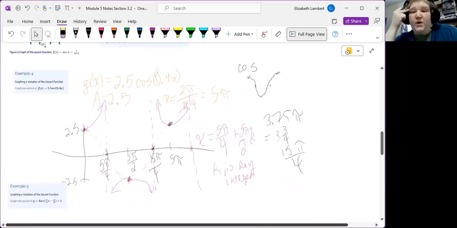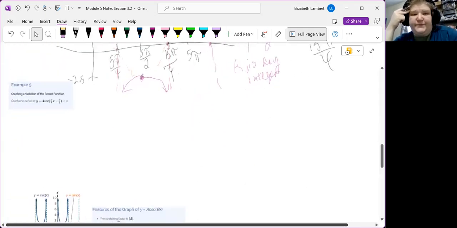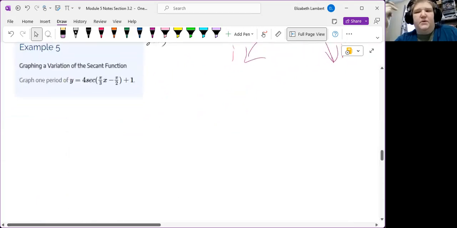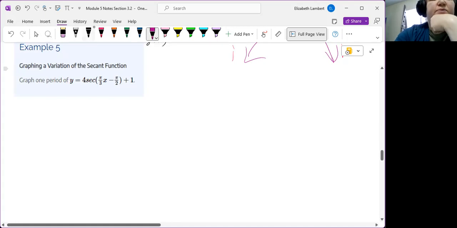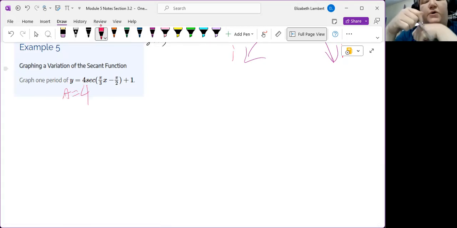But we graphed one period of secant by graphing one period of cosine. Now down here, well, let's do it with all the ugly mess. All right. So again, we're going to graph it like it's cosine. So our A value is 4. So the cosine will have an amplitude of 4, which means up 4 versus down 4. So the highs and the lows of secant are going to be 8 units apart.